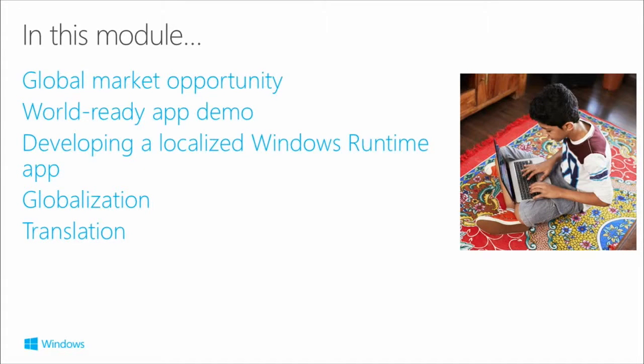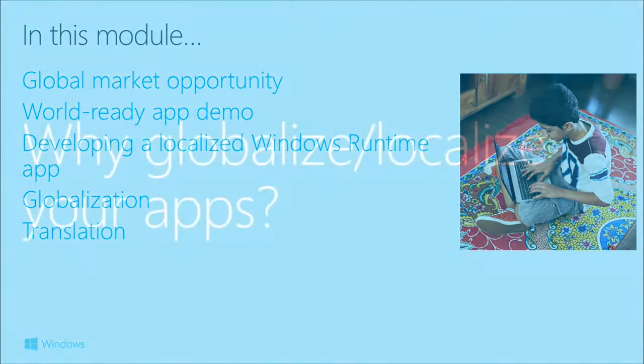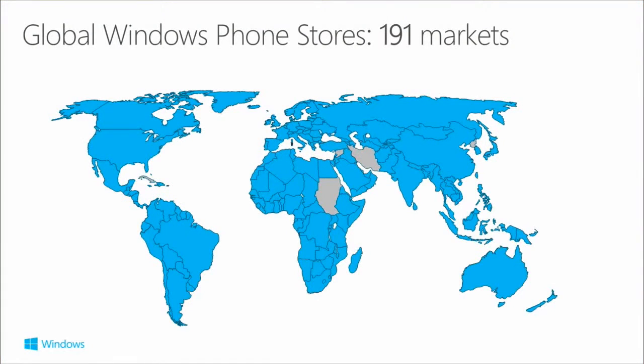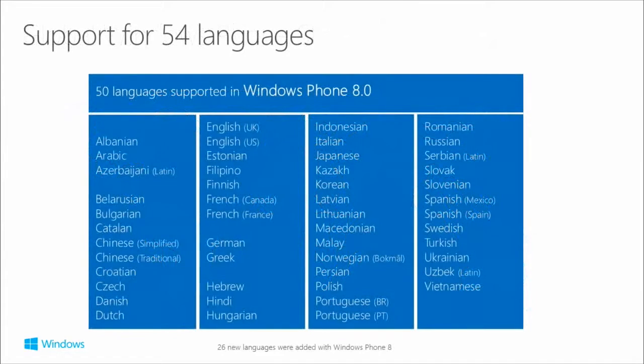So what we're going to do is talk about global market opportunity, developing a localized app, globalization, and translation. So why do you want to do this? Well, a stupid question, really. Why would you want to globalize and localize your apps? Well, the store is global, that's a good start. 191 markets. We've got support for 54 languages in Windows Phone 8.1.